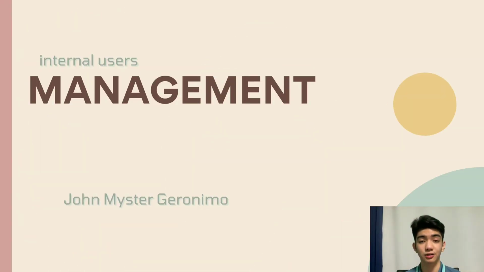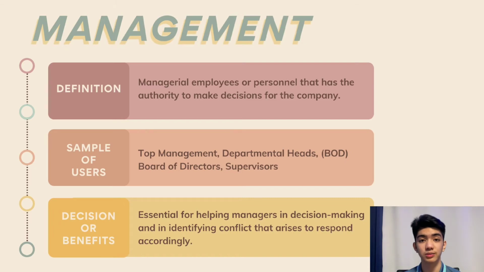For the next internal user of accounting information, we have the management. Now, the management includes managerial employees or personnel that have the authority to make decisions for the company. So basically, they have the power to organize, take risks, and determine the action or the plan to be implemented for the sake of the company.